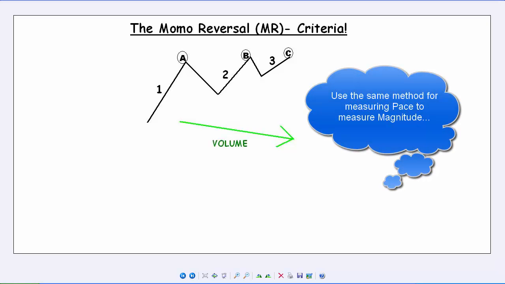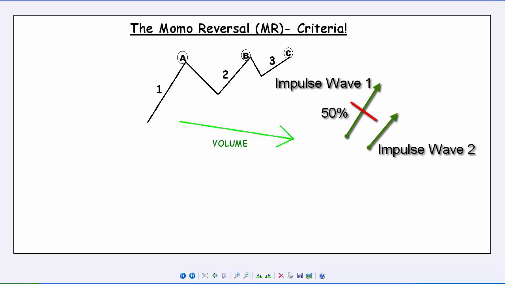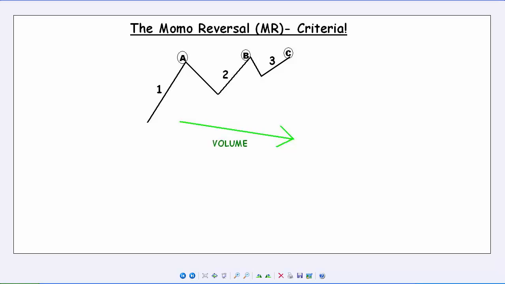Magnitude is the same, that is, impulse wave 1 is bigger than 2, and 2 is bigger than 3. There is a rule governing how big they should be, and that is impulse wave 2 should not be any less than 50% of impulse wave 1, but it shouldn't equal or surpass the magnitude of impulse wave 1. So it's between 50 and 100% in length. And the same relationship holds true for the comparison of impulse wave 3 compared to impulse wave 2. That is, 3 should be greater than 50%, but less than 100% of impulse wave 2.